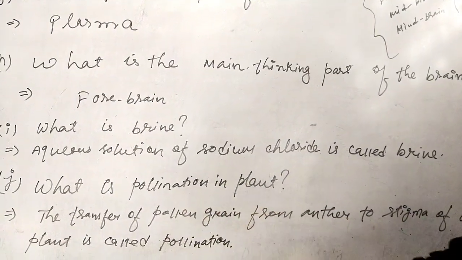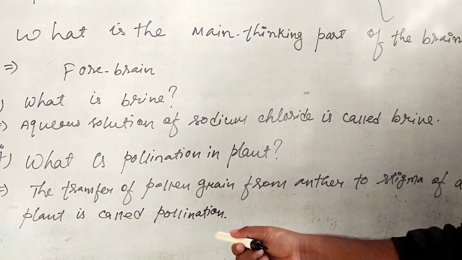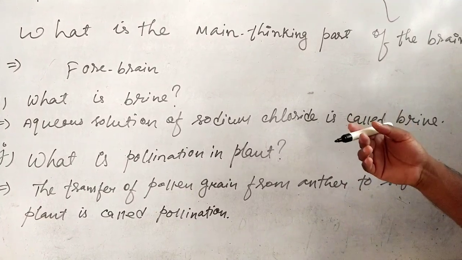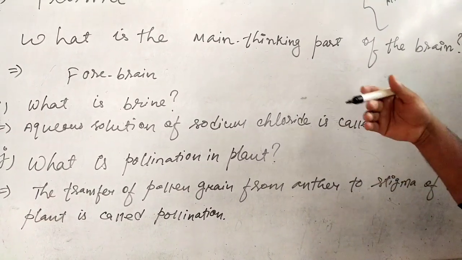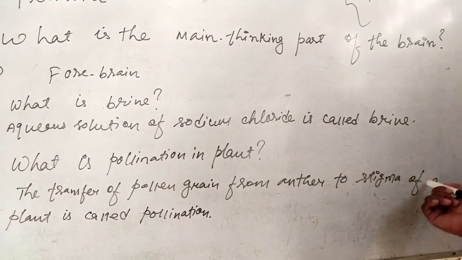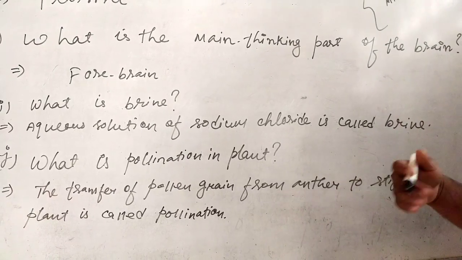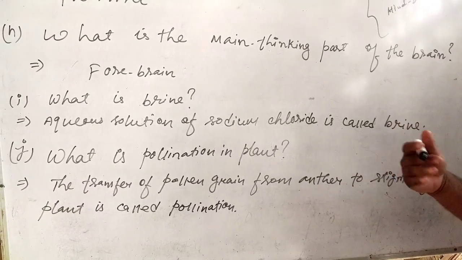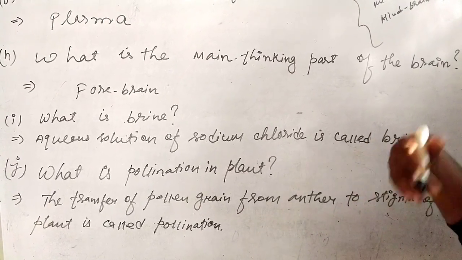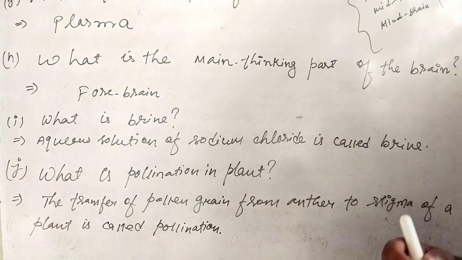What is pollination in plant? The transfer of pollen grain from anther to stigma of a plant is called pollination. So transfer of pollen grain in plants is called pollination, and through pollination only plants can produce seeds, and then through seeds some plants can grow, otherwise without pollination plants cannot grow seeds.